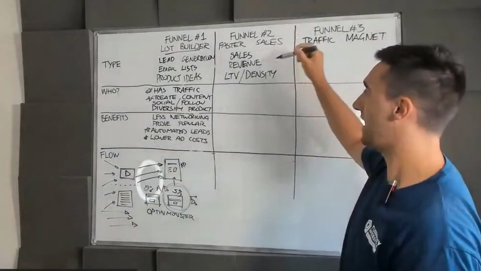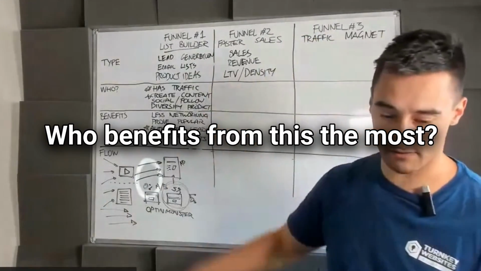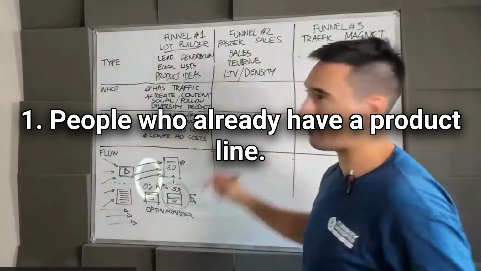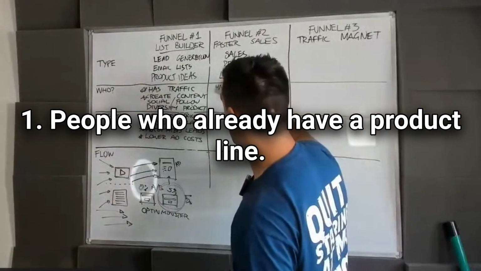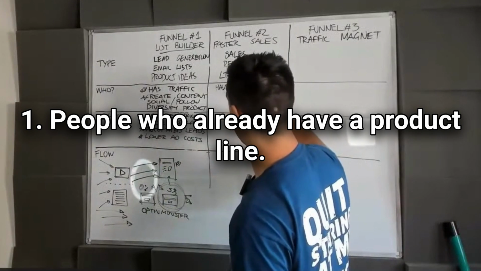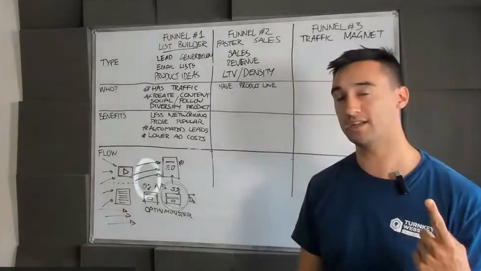This helps sales. It helps with what we call transaction density. Of course, it's a revenue generator. Who benefits from this the most? People who benefit from this have already got products. They already have a product line. This is not necessarily for businesses that have just got one service or one product.